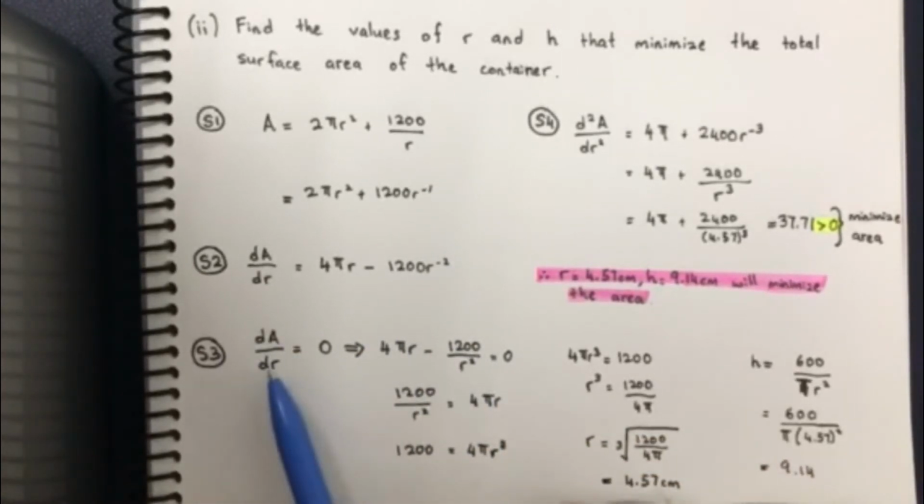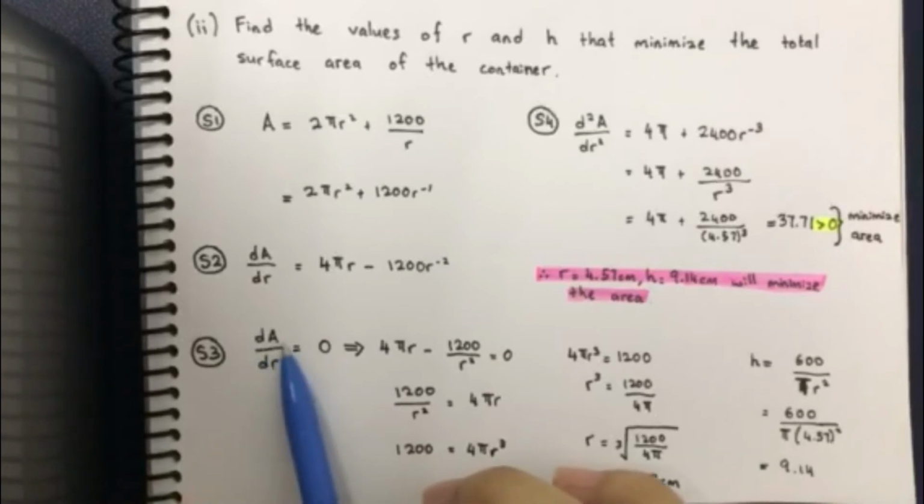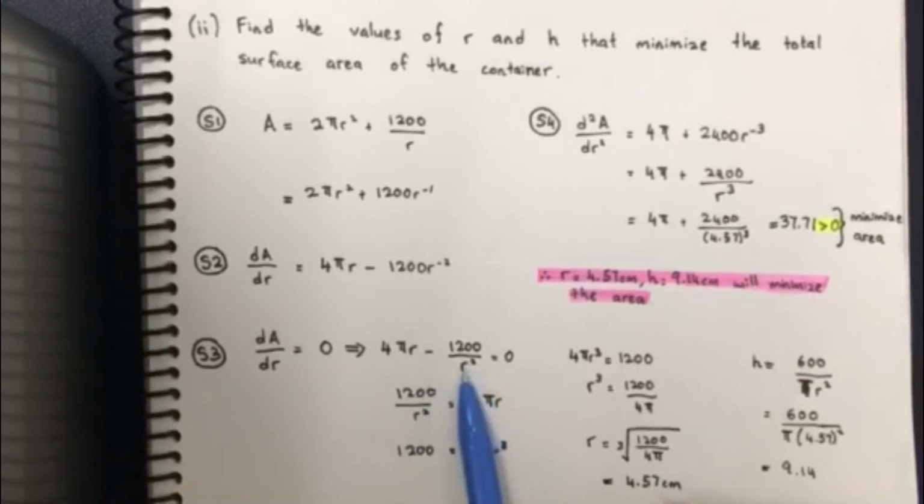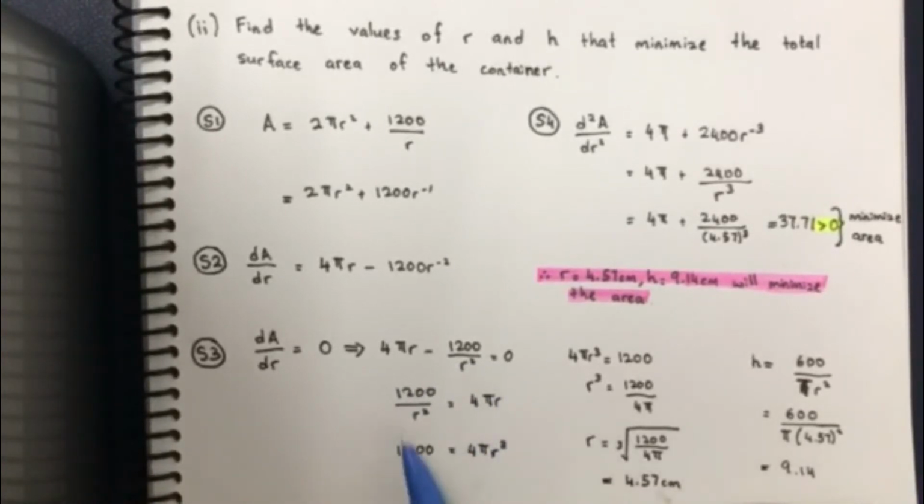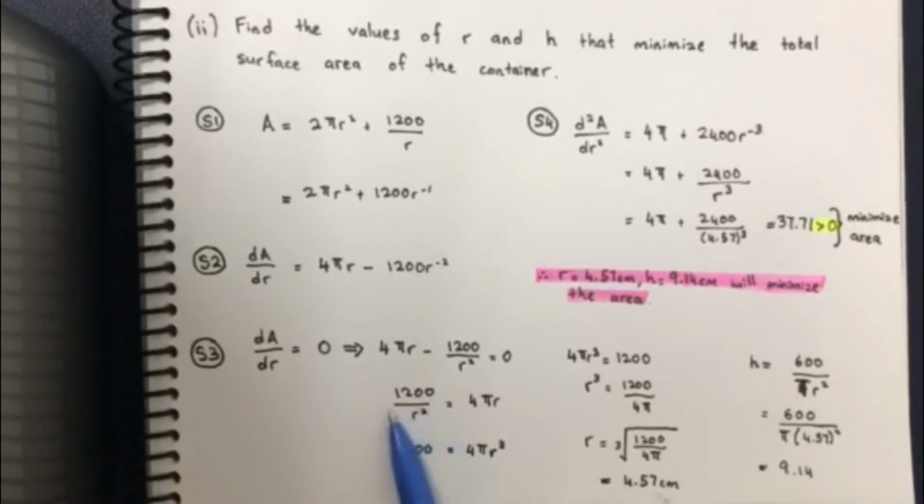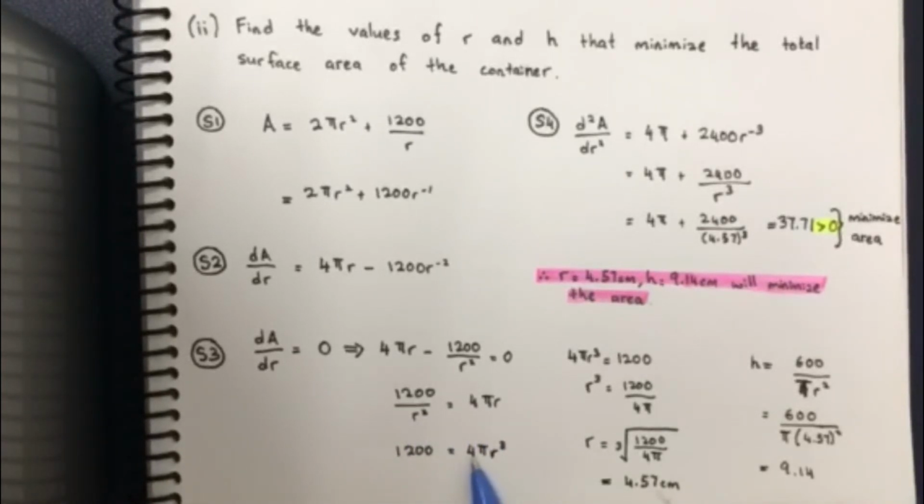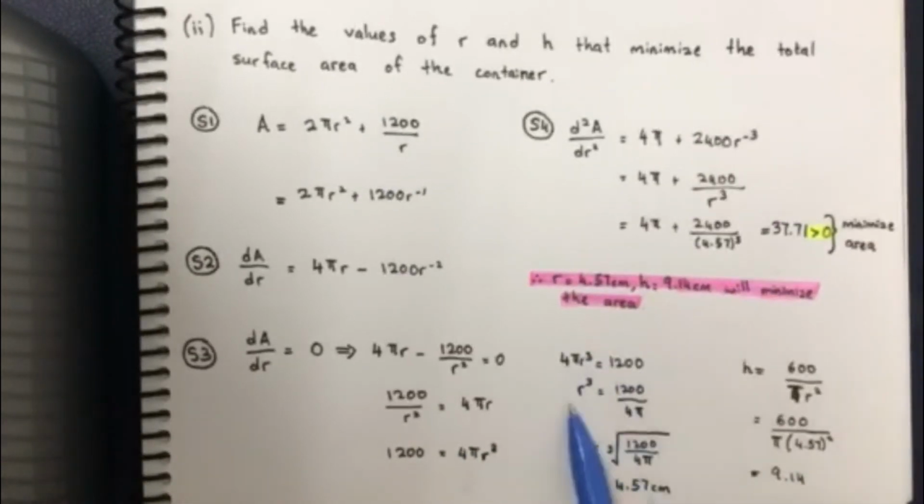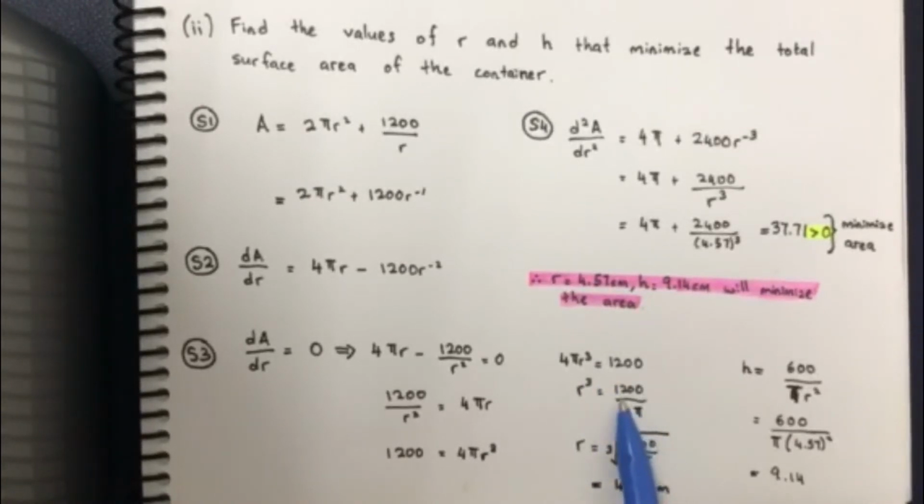For step 3, we set dA over dr equal to 0. So 4 pi r minus 1200 over r square equals 0. From this equation, we can find the value of r. So 1200 over r square equals 4 pi r, and 1200 equals 4 pi r cube. So r cube equals 1200 over 4 pi, and r is the cube root of 1200 over 4 pi.